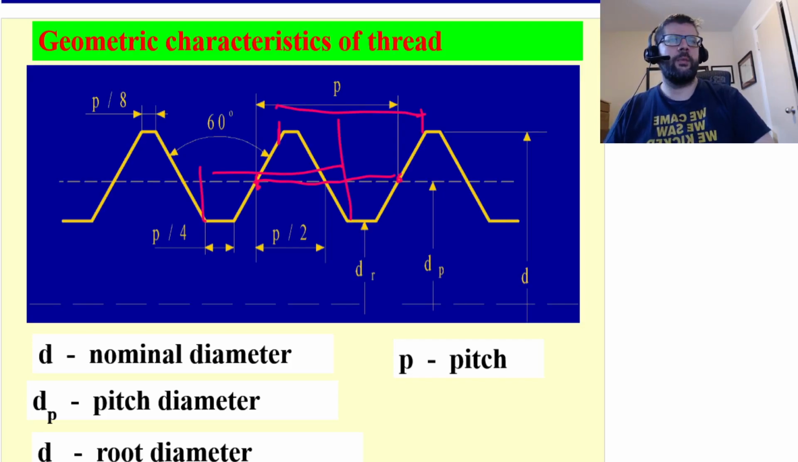Got the pitch diameter. That's basically the diameter halfway through the slanted portion here. Got the root diameter. That's the diameter based upon measuring from the inner portion of the threads.